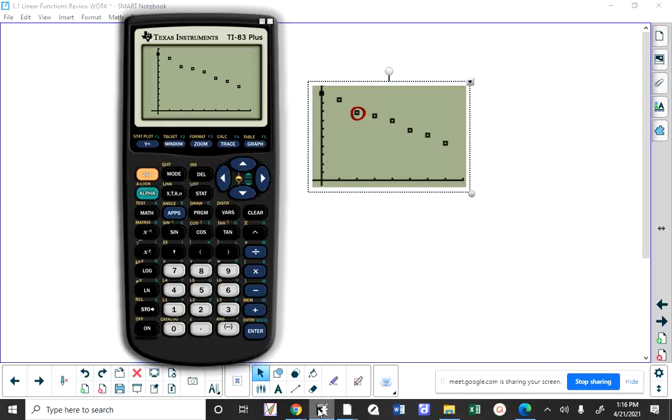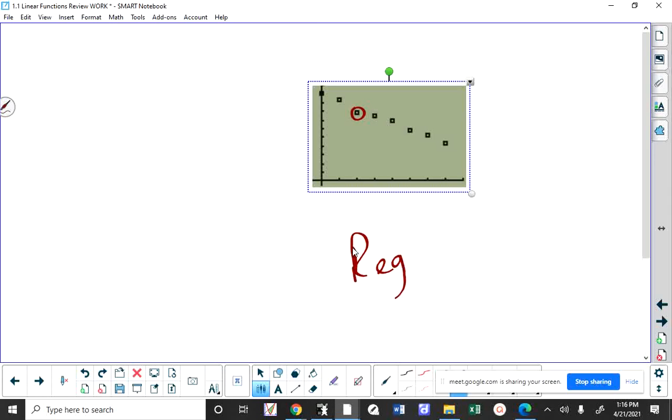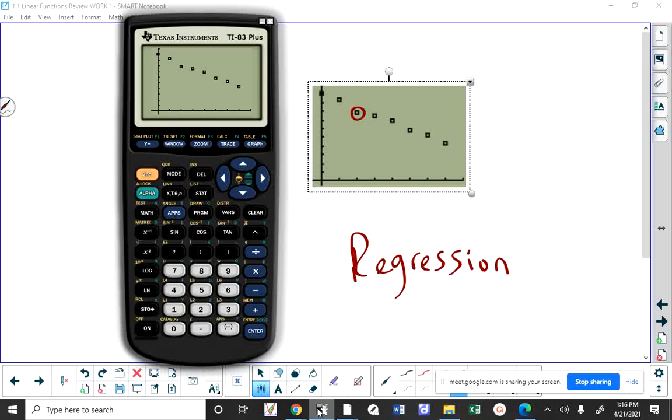Well, there is something called regression in mathematics. And regression is a way to determine the equation of a relationship if you have data. So since we've learned that this is linear by looking at it, we're going to do a linear regression. You go to your stat menu, then you go over to calculate, and you choose the regression that you feel fits the model that you're looking at. And I think the model is linear.